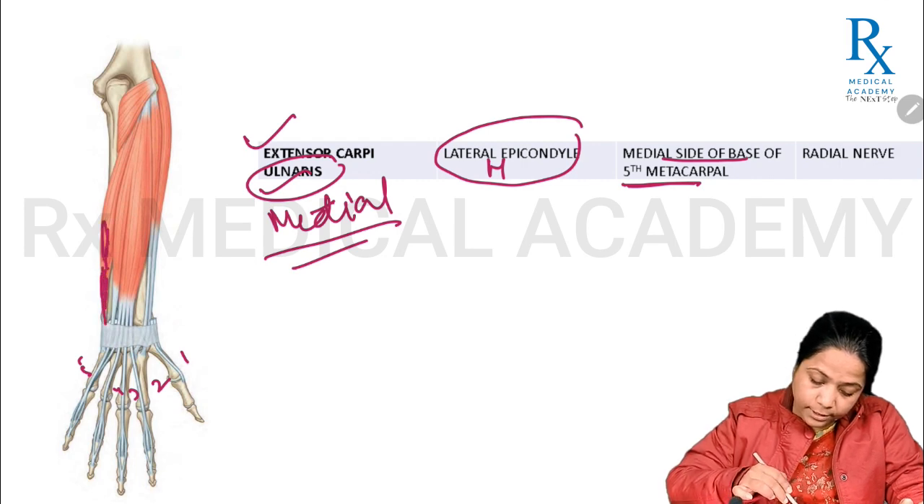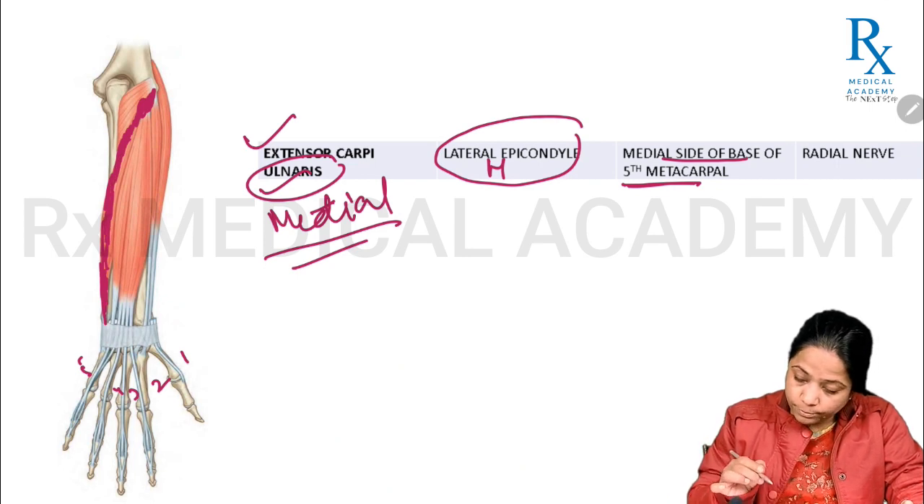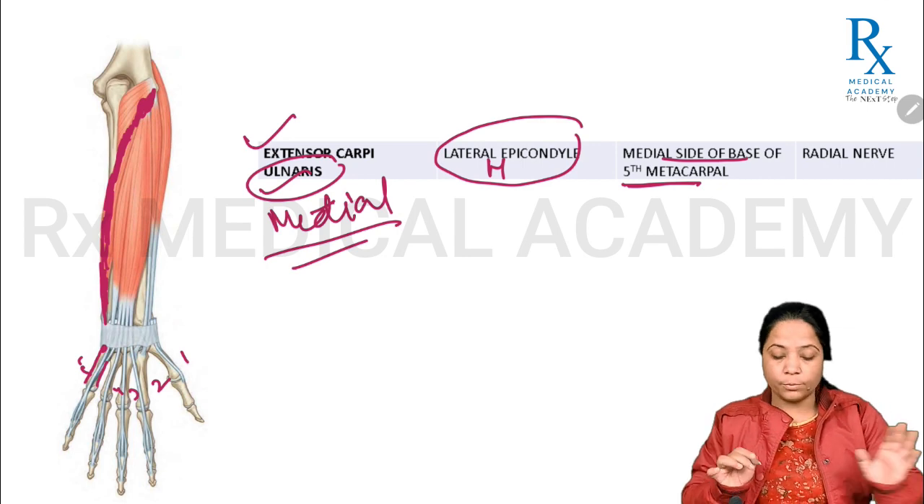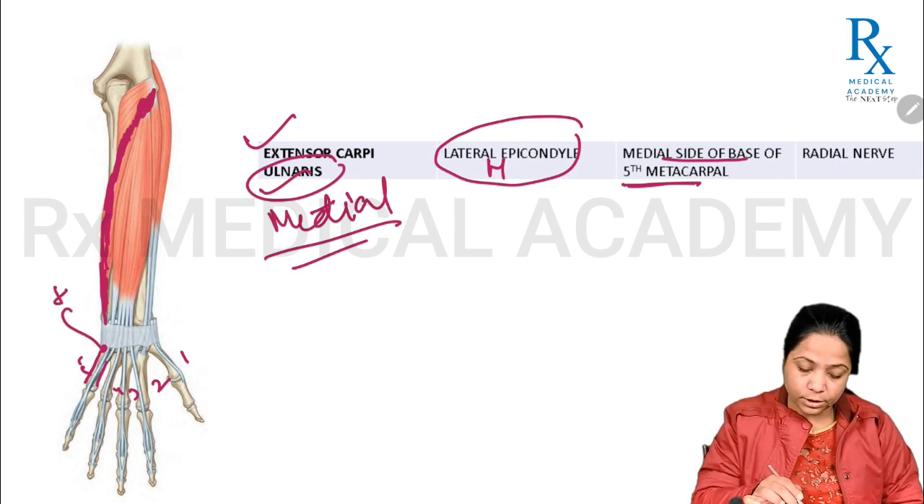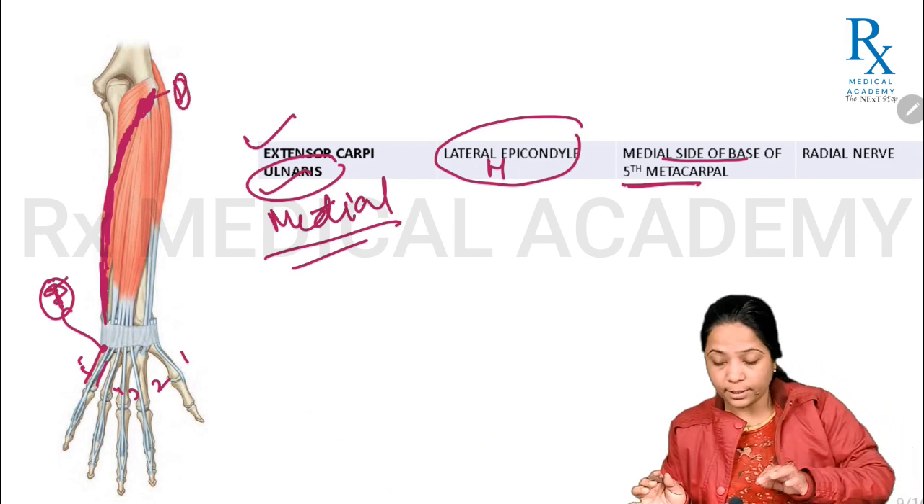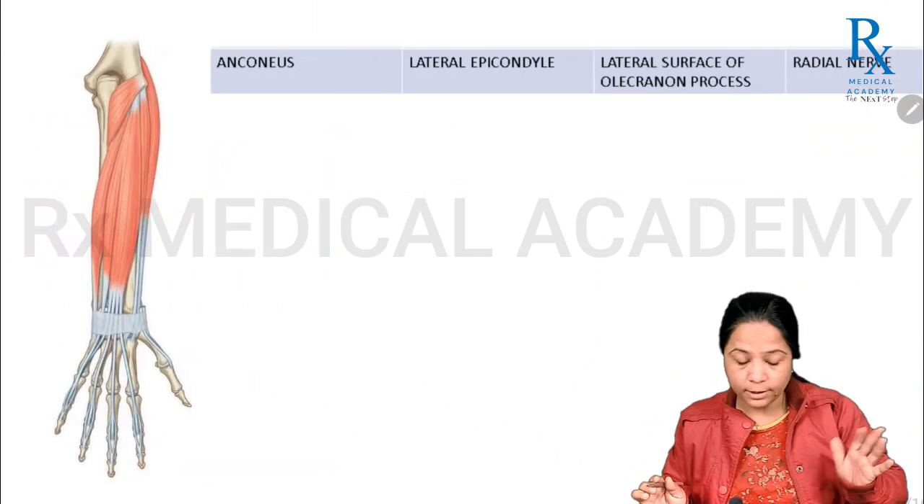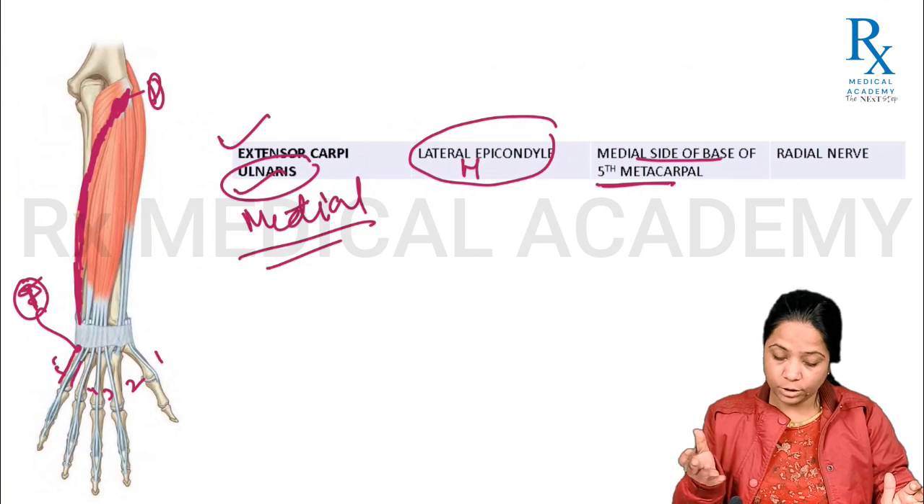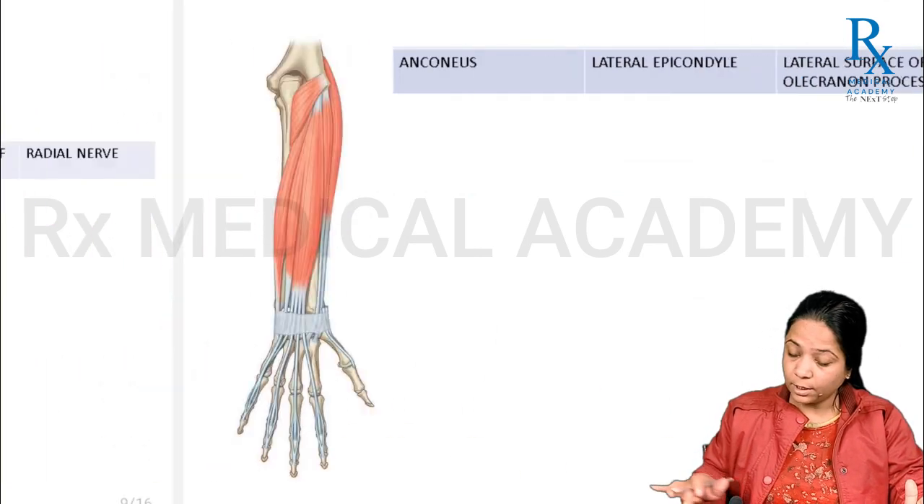This extensor carpi ulnaris, after arising from the common extensor origin, that is from the lateral epicondyle of the humerus, is going to insert onto the base of the fifth metacarpal. So this is the insertion point, and this is the point of origin of that extensor carpi ulnaris. Again, it is supplied by the radial nerve, and the function of this muscle is to produce extension as well as adduction.